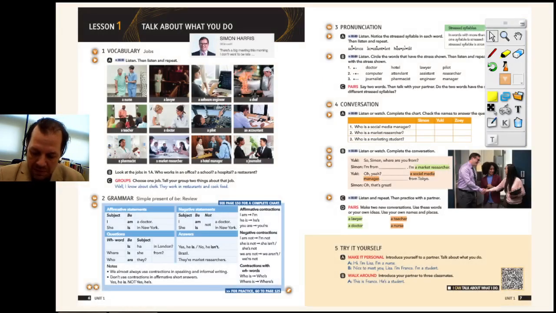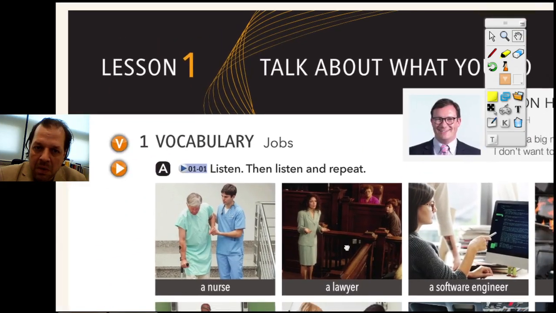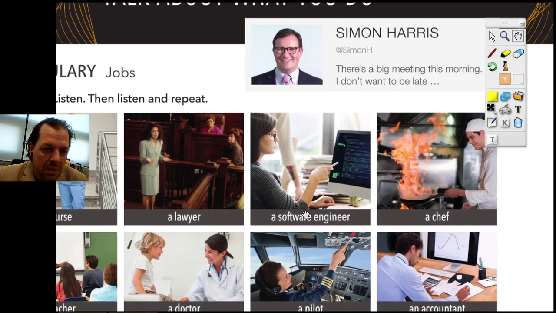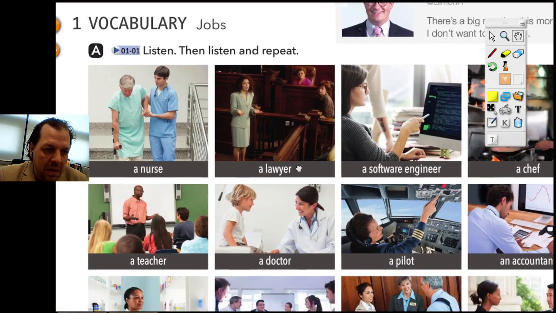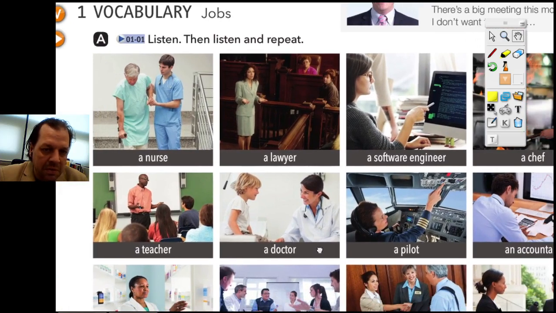Okay, our next page is where the unit begins. Lesson 1 is talk about what you do. And the first thing that we see on this page is some boxes of different people. And this is a vocabulary exercise talking about different jobs, occupations. So Simon tunes in. There's a big meeting this morning. I don't want to be late. Anyway, we're going to take a look at some of these different jobs first, just to expand our vocabulary.